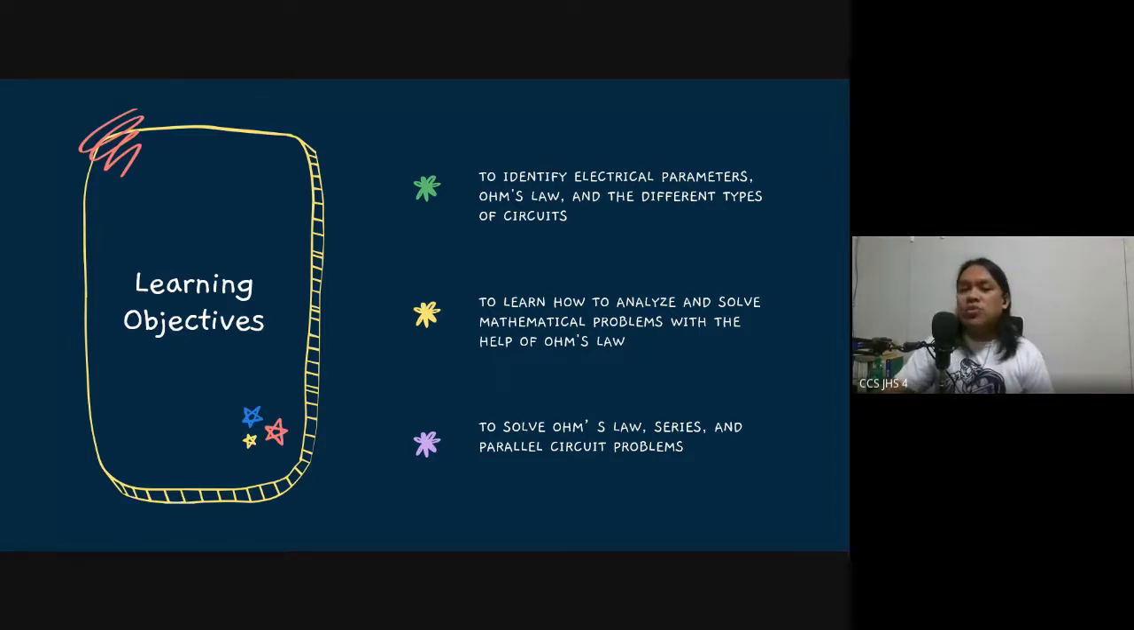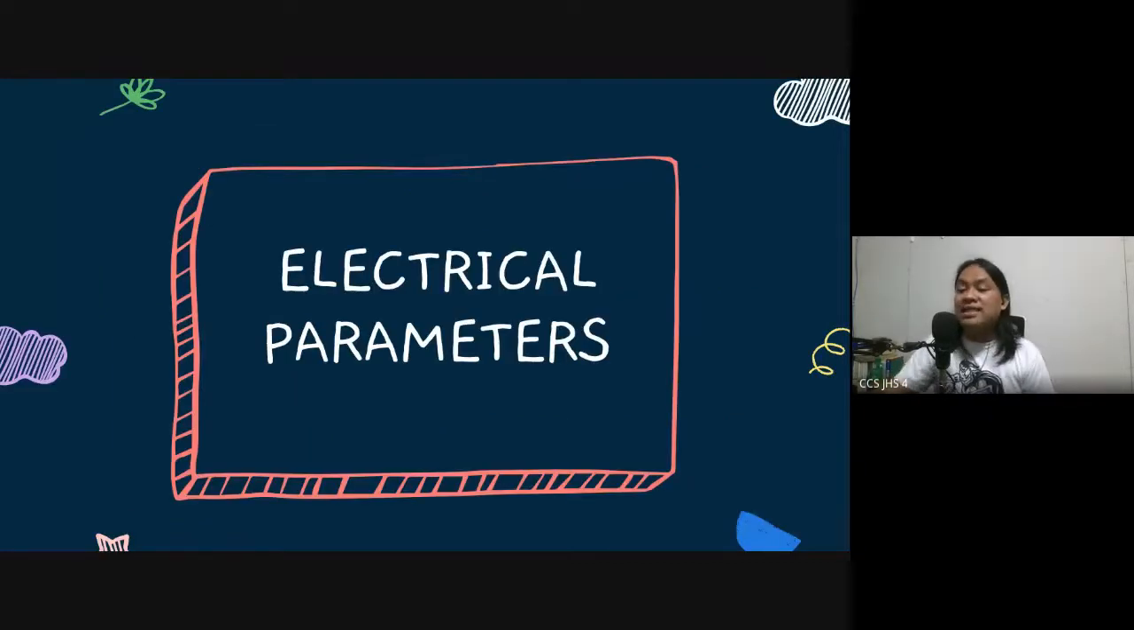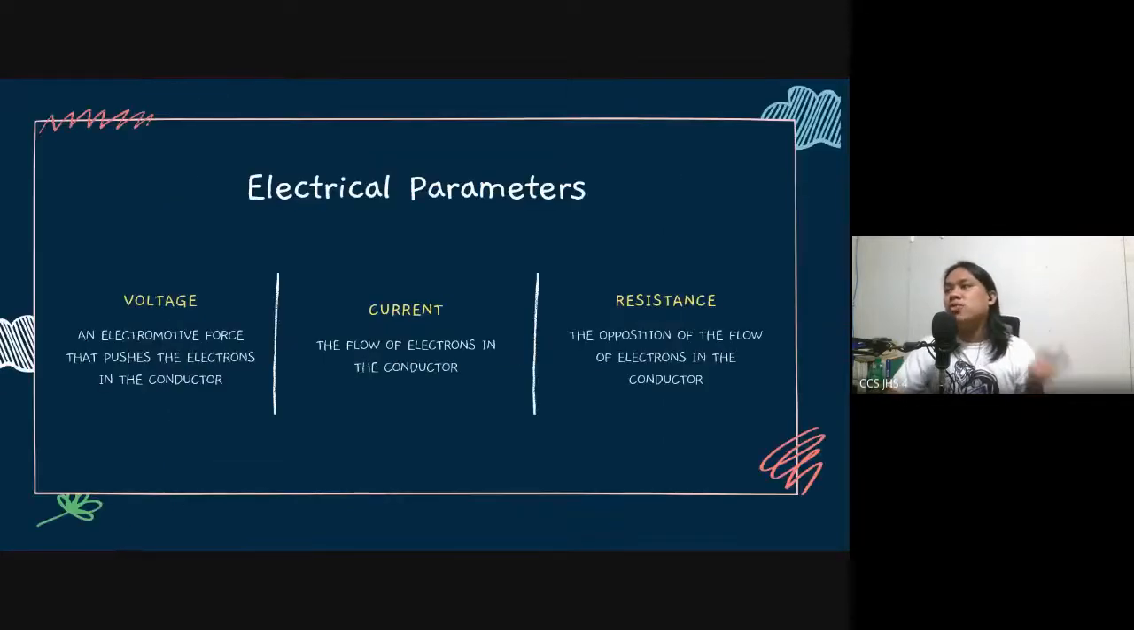Okay? So to start our discussion, let's go first with the electrical parameters. When we say electrical parameters, these are usually the components that we encounter. Especially when we are in the field of electricity, these parameters are very common. You will always hear them. So what are the electrical parameters that we have? Number one, we have voltage. Number two, we have current. Number three, we have resistance.